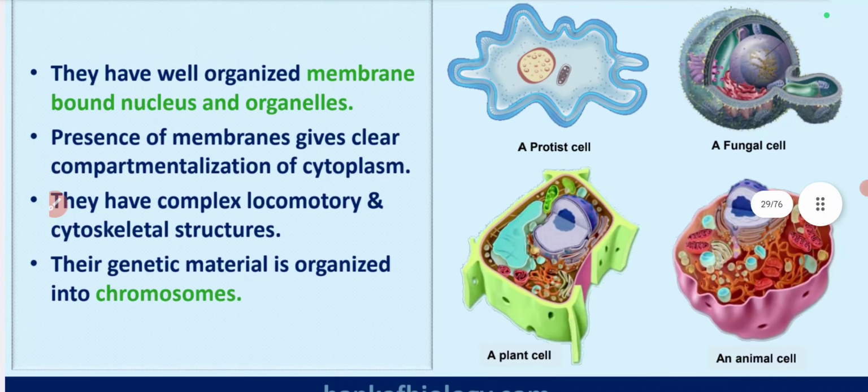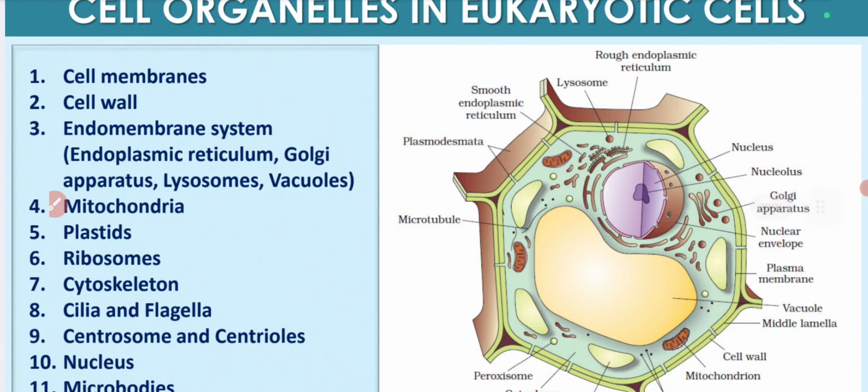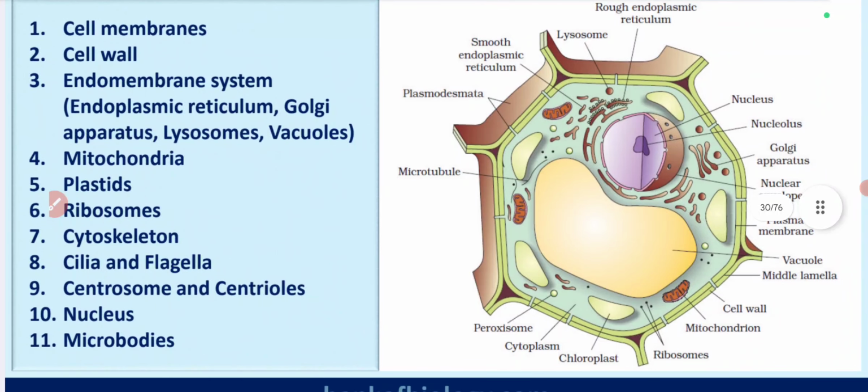Next is the eukaryotic cell. They have a well organized membrane-bound nucleus and organelles. The presence of membranes gives clear compartmentalization of the cytoplasm. They have a complex locomotory and cytoskeletal structure. Their genetic material is organized into chromosomes. Cell organelles include cell membrane, cell wall, the endomembrane system which includes the Golgi apparatus, lysosomes and vacuoles, mitochondria, plastids, ribosomes, cytoskeleton, cilia and flagella, centrosome and centriole, nucleus, and finally microbodies.